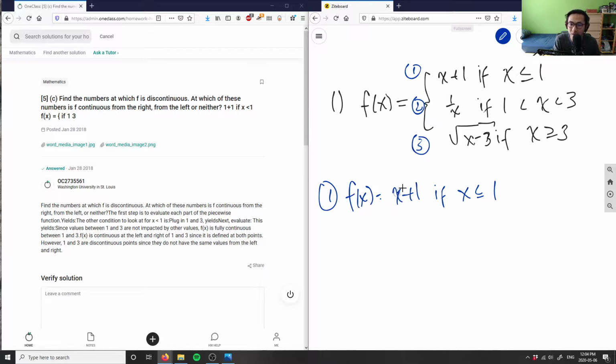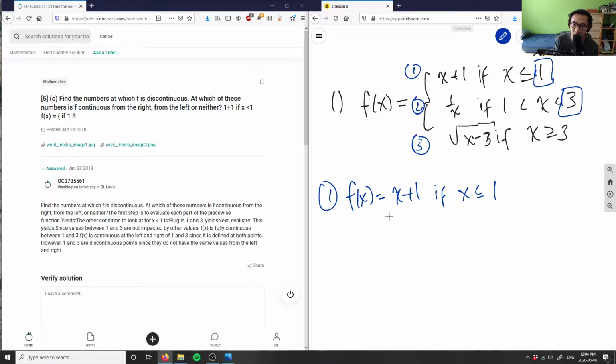When we're checking for discontinuous and continuous points, we're going to sub in 1 here, and we'll sub in 1 for the other equation as well, because the numbers we care about are the points at which it could be continuous or discontinuous. So we care about this 1 value and this 3 value as well. We're going to check 2 points here.